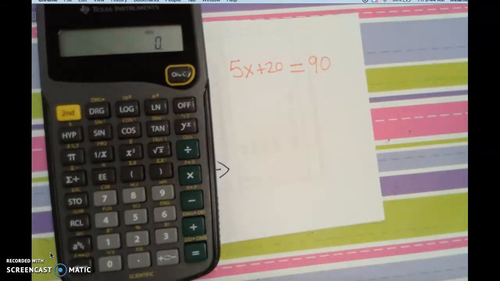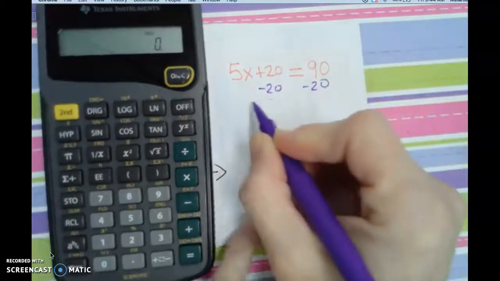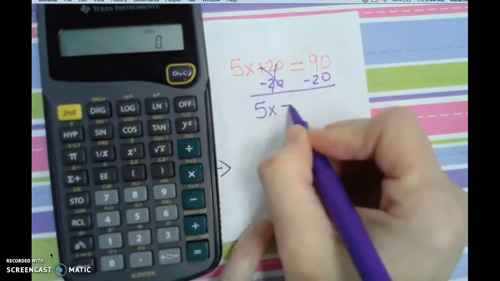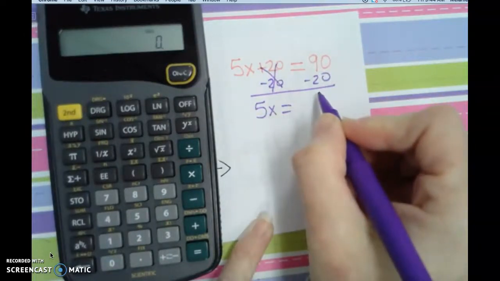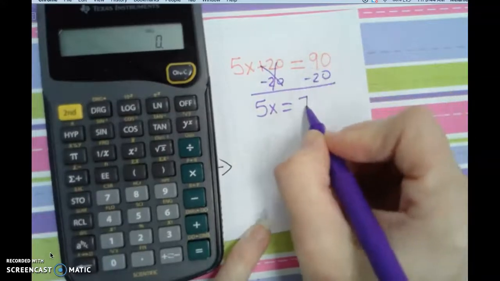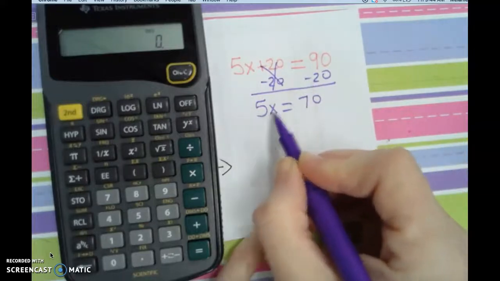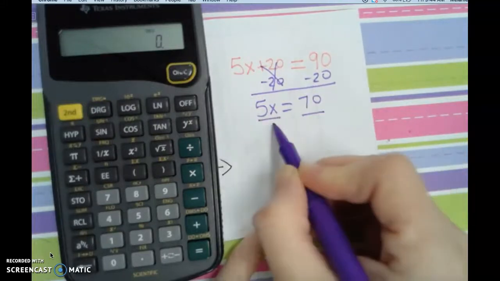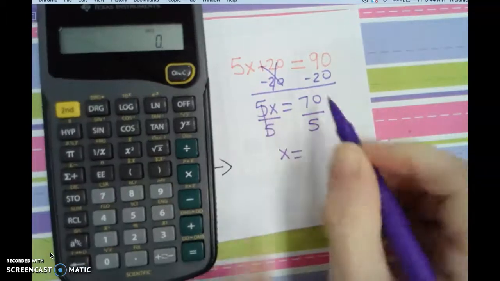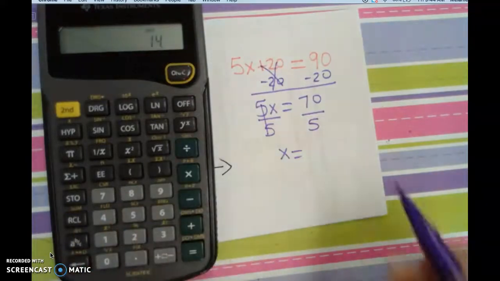If I solve this, we know we're going to subtract 20 from both sides. What I do to one, I do to the other. That cancels out, and I've got 5x equals 90 minus 20, which should be 70. So now if it's 5 times x, the opposite of multiplying is dividing. So we're going to divide both sides by 5. And x equals, if you need to punch that in, no big deal, 70 divided by 5 equals 14.